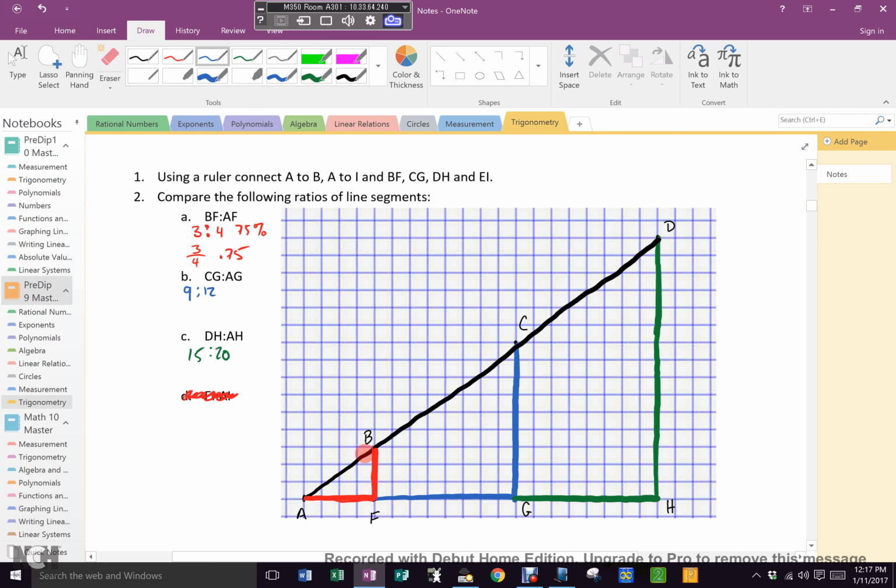No, because AB is not the same hypotenuse as AC. And what's the thing that's the same in all of them? The ratio is the same in all of them, yes. But what else? That angle is the same in all of them, isn't it? Right?